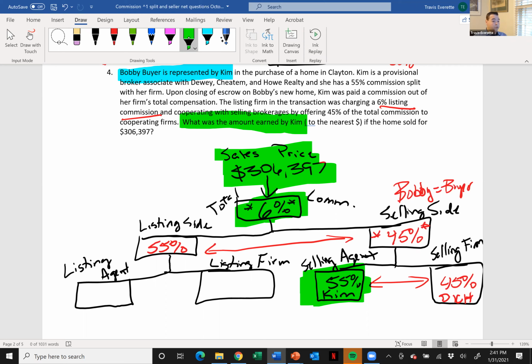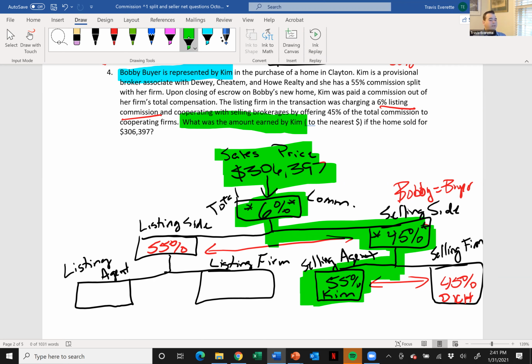And remember, you do the big tree when you have big numbers. That's how you're going to tie it together. Big percentage numbers, 35%, 45%, 55% means you got to have the big tree. And that means you're going to follow it all the way down. You got multiple steps. Okay. So 306,397 times 6%. And then we want to get to Kim. We can't get to Kim by going left. We got to go right. So we got to go through that number. Then we got to go down again. And we got to get to that number.